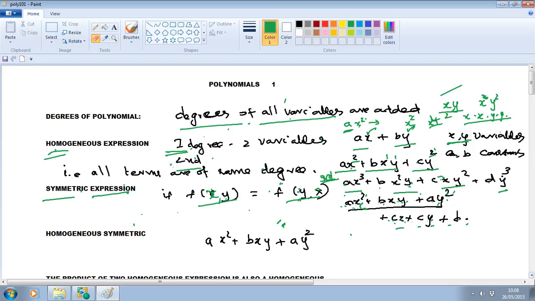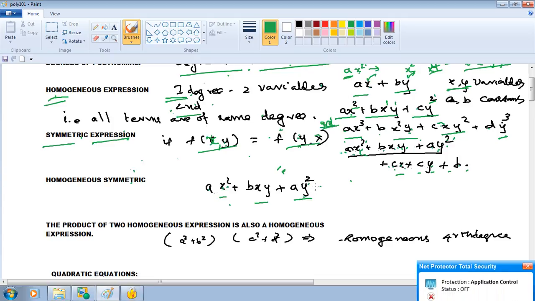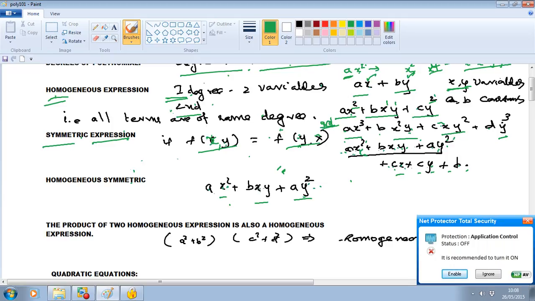Next is homogeneous and symmetry. What is the difference? Homogeneous means the degrees are the same. Here the degrees are 2. Symmetric: if the constant for x square is the same as for y square, then if you replace x by y and y by x, the equation remains as it is. That is homogeneous and symmetric.